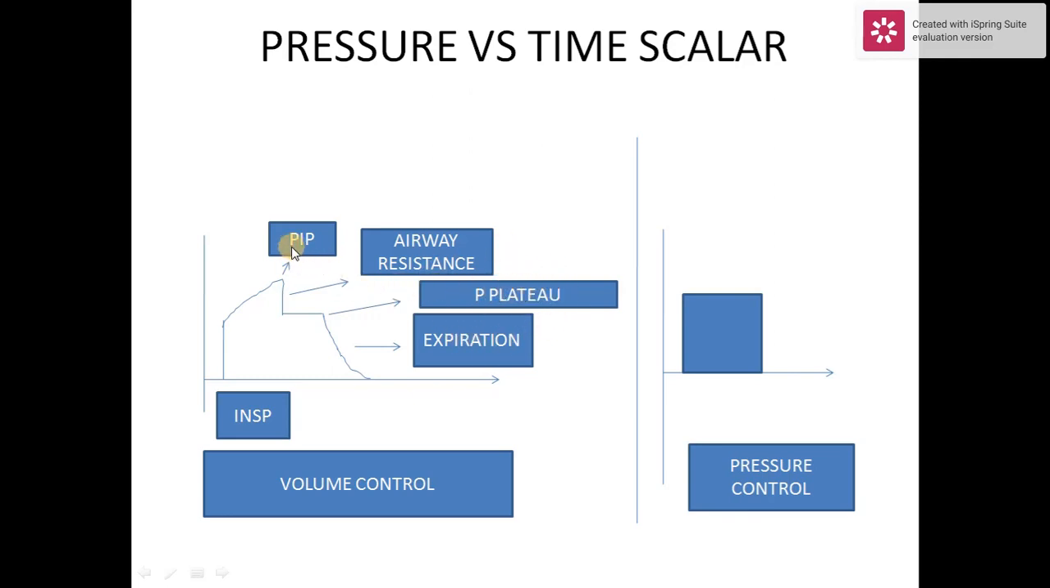This is peak inspiratory pressure, and this represents the airway resistance, and this is P plateau, and this is an expiratory limb, mainly seen in volume control. In pressure control, the pressure will be constant, so it forms a square type of graph.